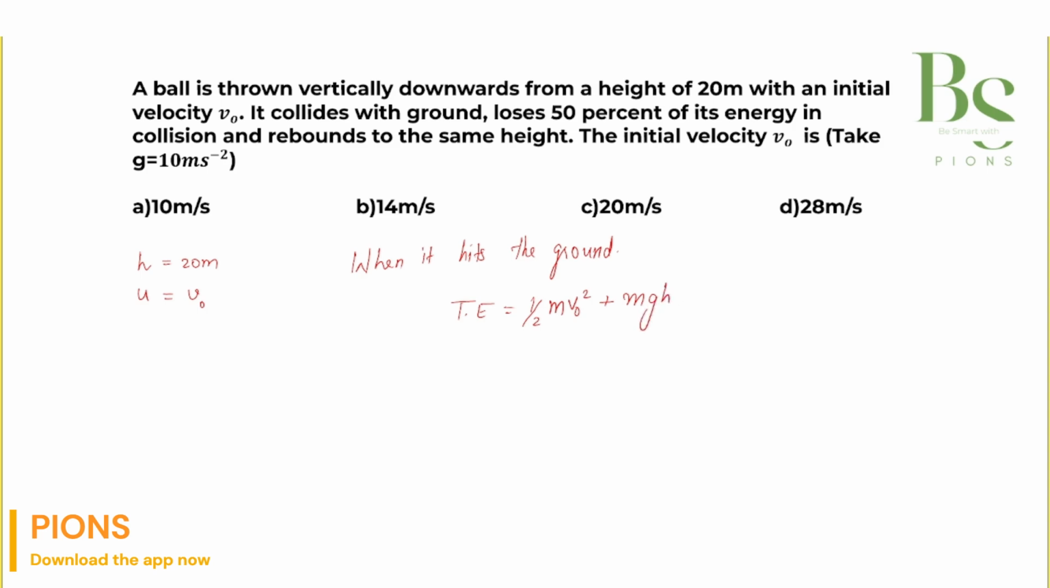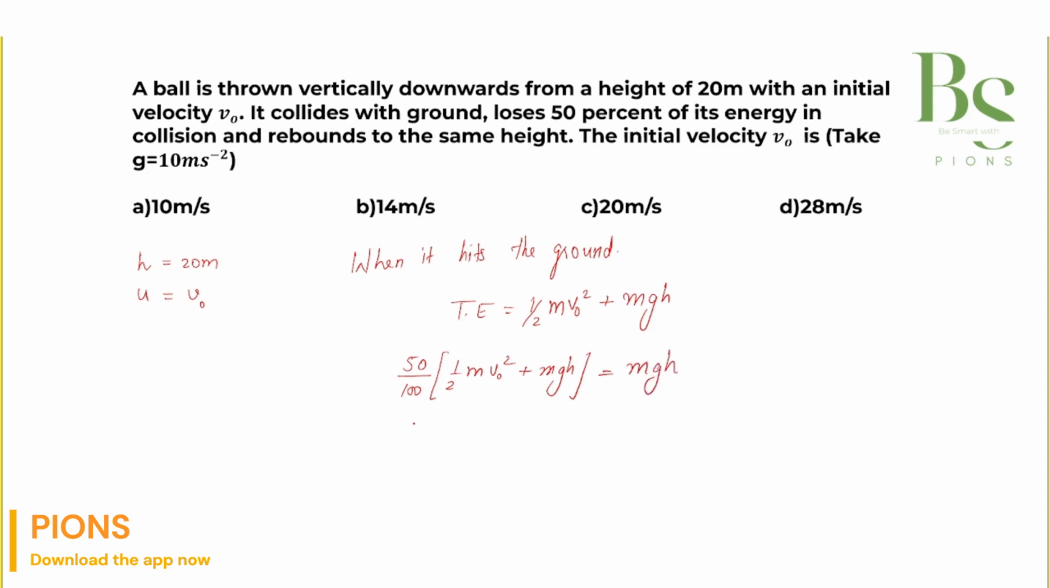Now it is saying that it is losing 50% of this total energy, and it is going to the same height, which means that the remaining 50% energy is responsible for the ball reaching that particular height. So 50% of this energy, half mv square, must be responsible for the ball to reach up to that height. So the potential energy attained by the ball is mgh.